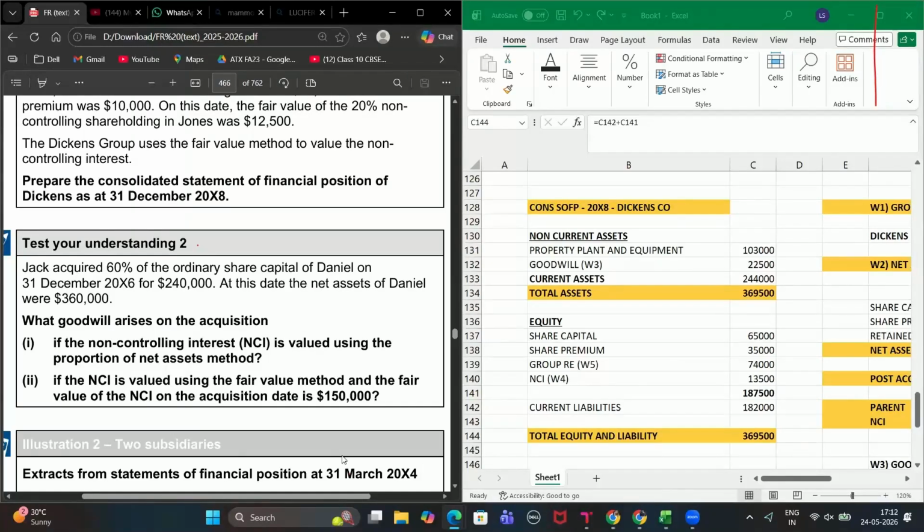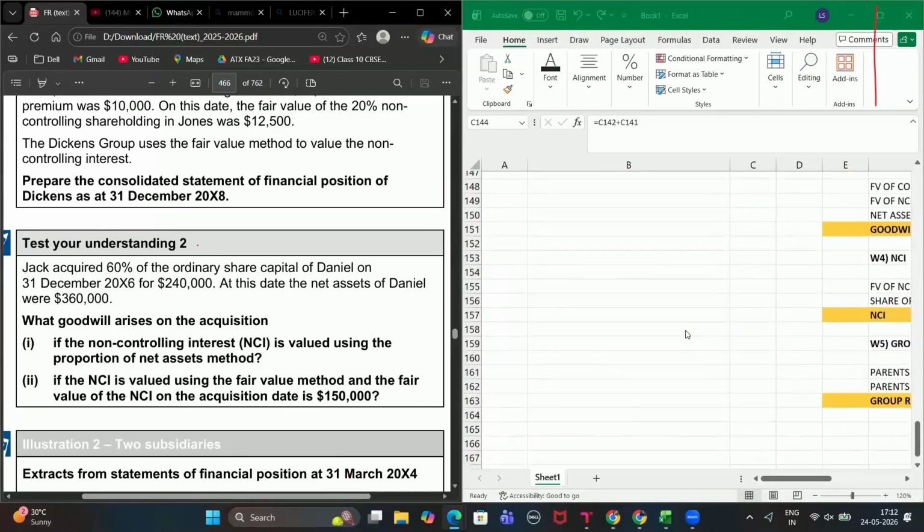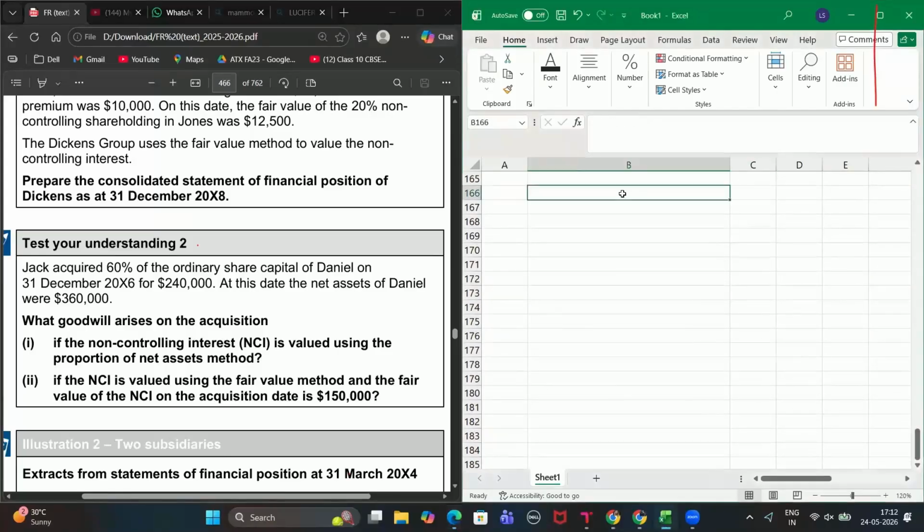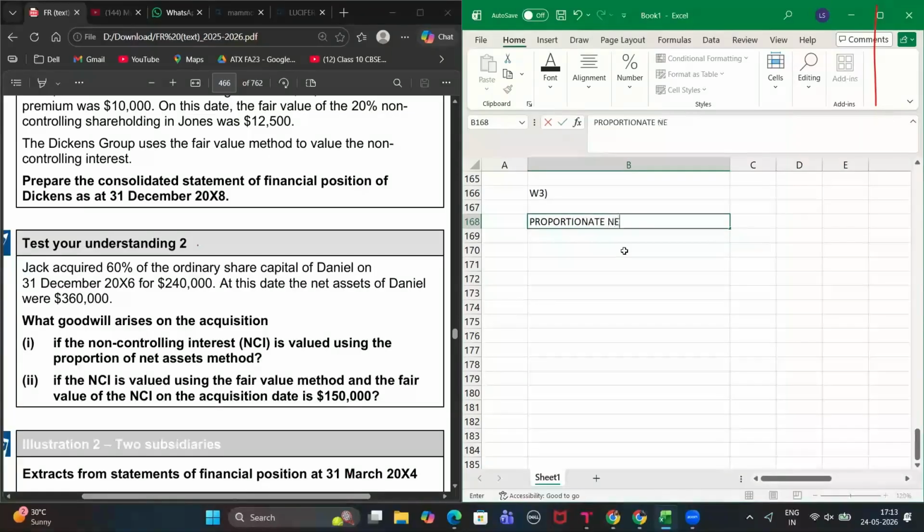Okay, fine. This is what I call the net assets method and fair value method. I'll just work it out for the rest of you guys. We have to calculate what? Goodwill. Goodwill, that is working 3. In order to calculate goodwill, what do we need? What is the first method they're asking us? Which method? Proportionate method, right? Proportionate net assets method.